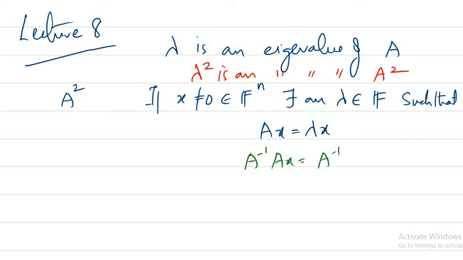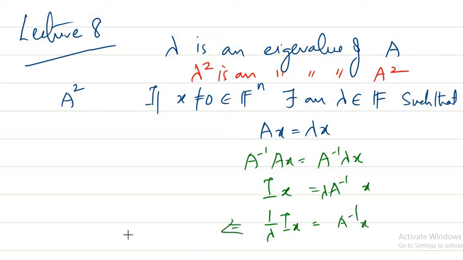What I get is A inverse A x, and this becomes I into x, equal to A inverse lambda x. Yeah, obviously, lambda is a constant, so I can write lambda times A inverse x. And if I divide both the sides by lambda, what I get is 1 by lambda times Ix is equal to A inverse x, or I get A inverse x is equal to 1 by lambda x.